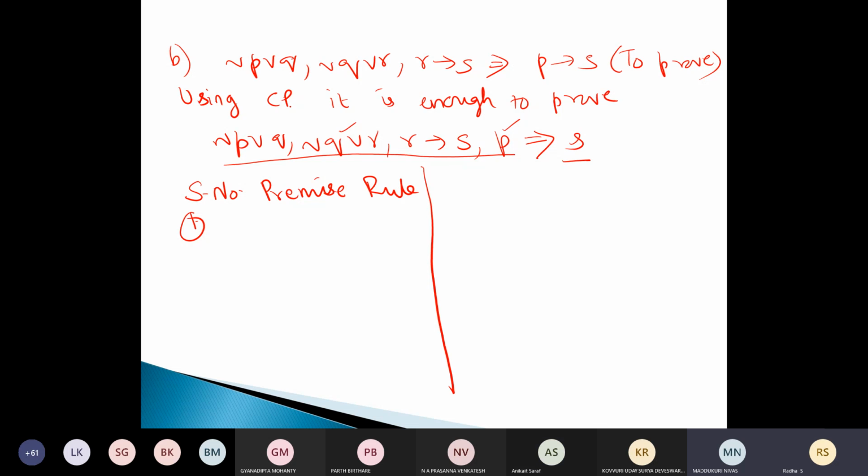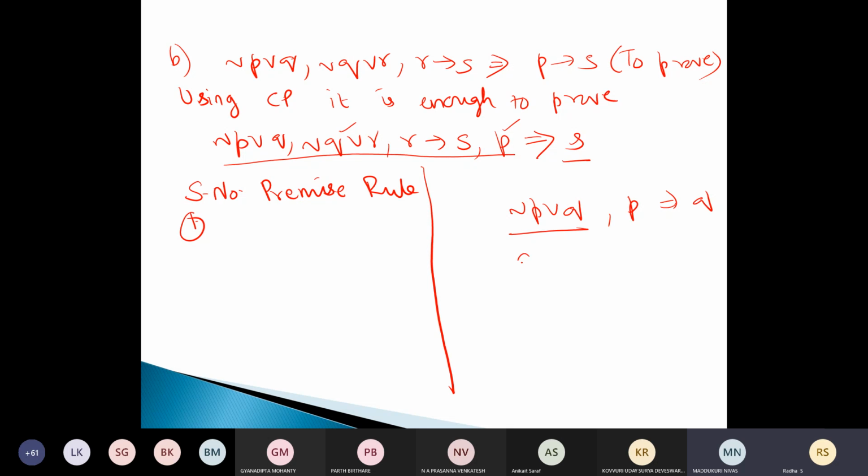Or take not P or Q and P. There is something called disjunctive syllogism, right? Not P or Q, comma P. So what will be the result? Q. Yeah, not P or Q, that is true. And along with that, P is true. See, when will this statement be true? Either not P is true or Q is true. But I am saying not P is not true. That is, P is true. That means Q should be true, right? Yes, ma'am. Disjunctive syllogism.